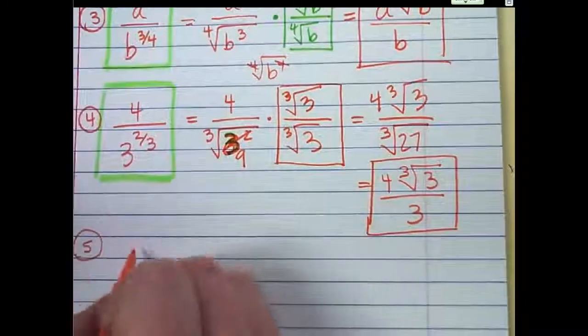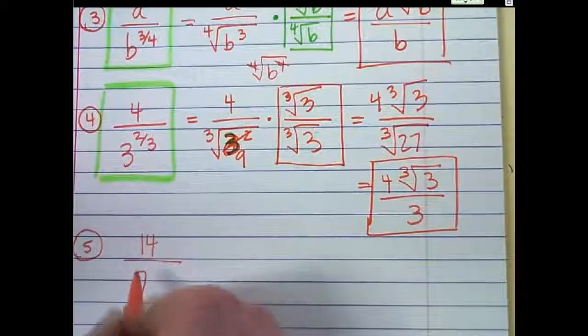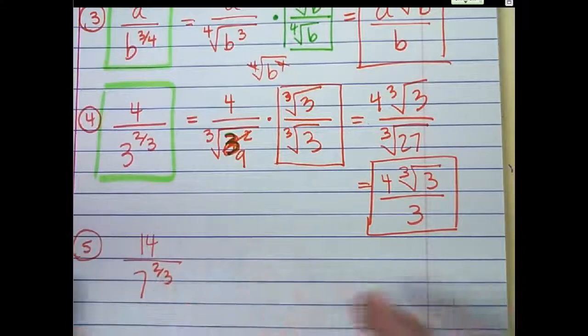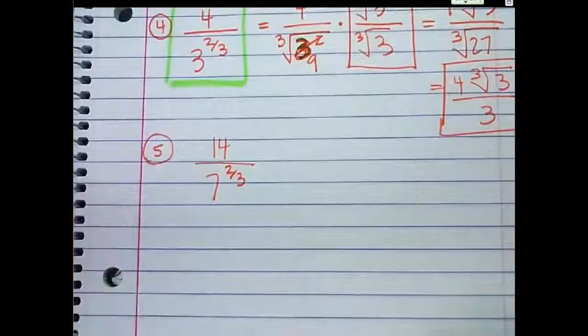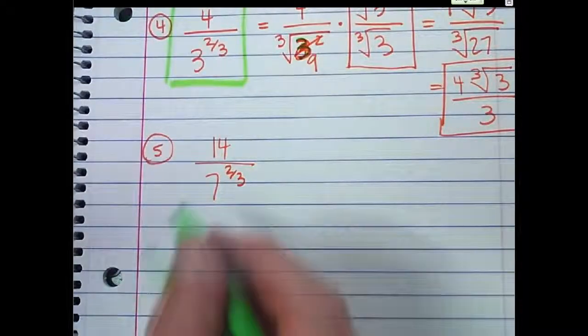So try number 5, same type of problem, just instead of 3s, there's 7s. So try this one. Number 5.